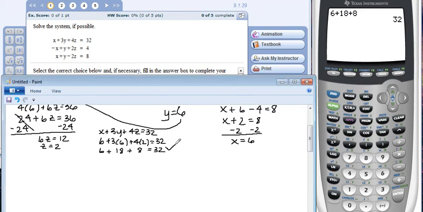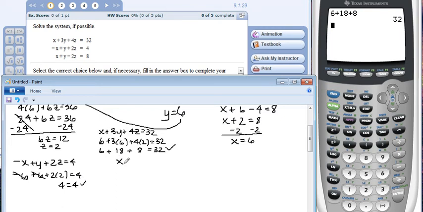Let me do it 2 more times. The next one says minus x plus y plus 2z equals 4. So I'm going to take the opposite of 6 plus 6 plus 2 times 2, and that has to equal 4. All right, negative 6 plus 6 is 0. So this is just 4 equals 4. So that's true. That one works as well.